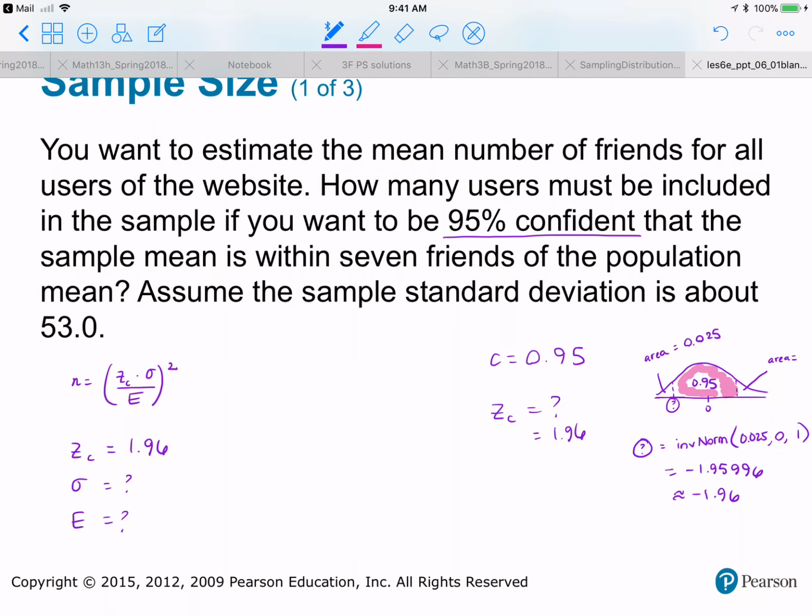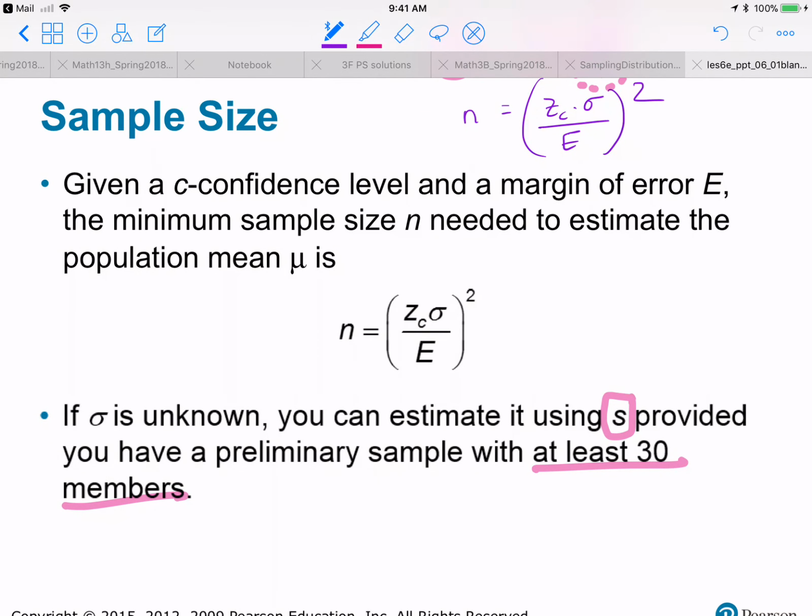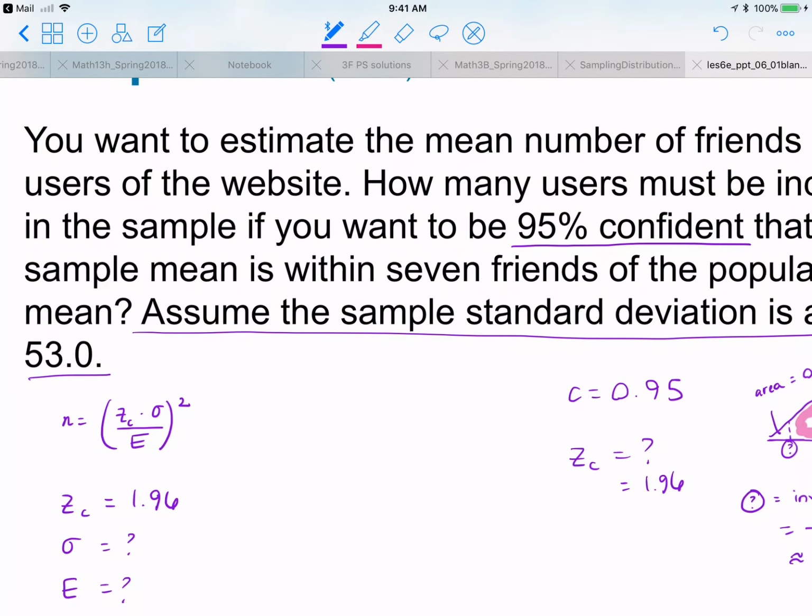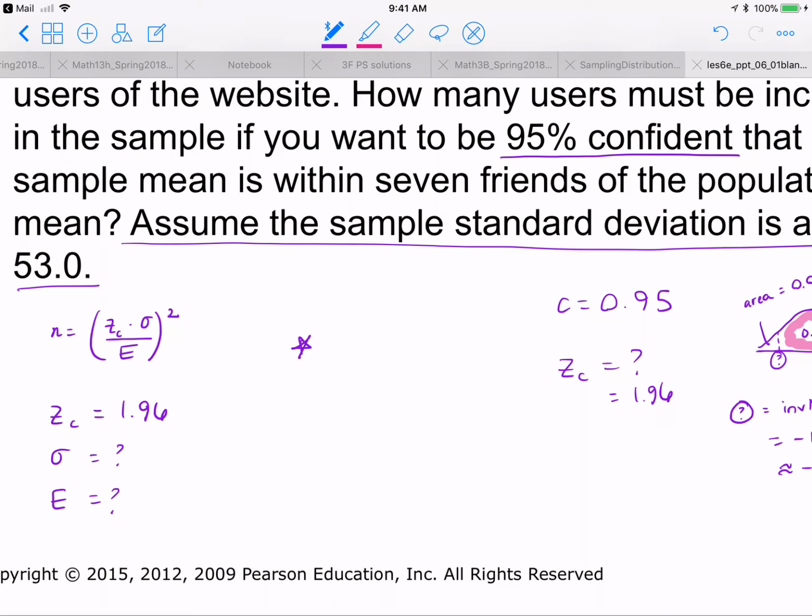What is my sigma? This is in the question. The question says assume the sample standard deviation is about 53. Now remember, when can I replace sigma with S? I can replace sigma with S if I have a preliminary sample of at least 30 members. So I'm going to say sigma is approximately S, which is equal to 53, assuming that my final answer for N is going to be at least 30. If I get a number less than 30, I need to bump it up to 30 because that was part of my assumption.